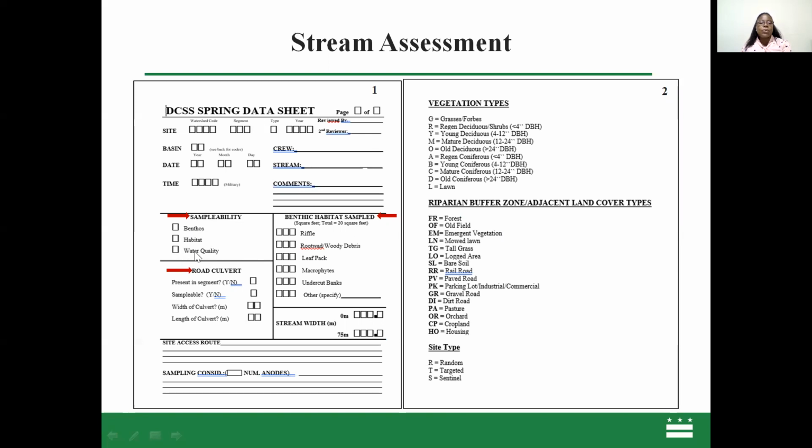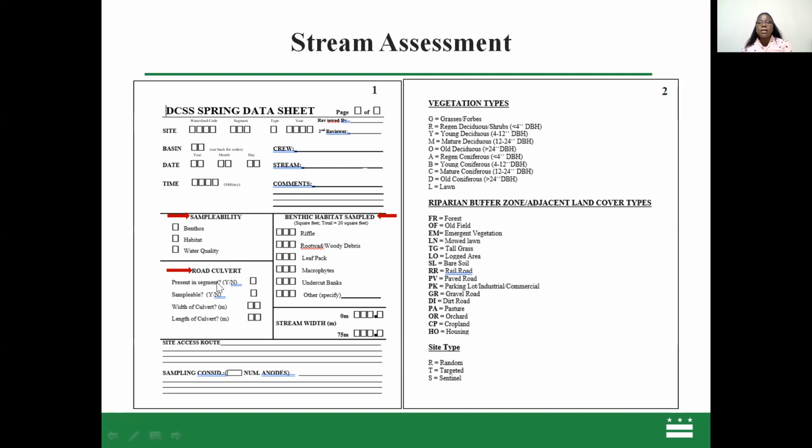But sometimes we are not able to go into the stream, so you only do the habitat assessment and the water quality. Some factors that can hinder us from going into the stream are maybe the depth, the turbidity of the water, or maybe the water has a high flow. So we only do the habitat and water quality. But on this sheet, we'll make a note stating the reasons why we are not able to get our samples.